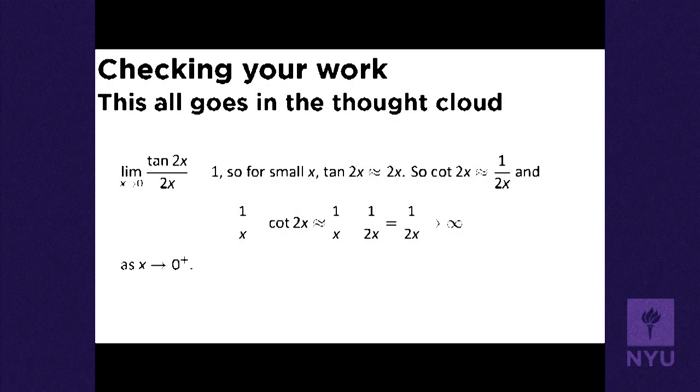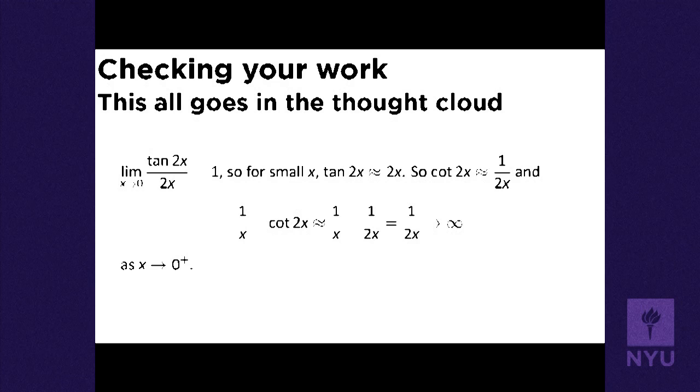And you draw a big thought cloud over this, because this is not something that we can write for homework, but it does help us understand or predict what these answers are going to be. So remember that sine of anything over that thing goes to 1 as that thing goes to 0. And the same thing is true for tangent. Tangent of 2x over 2x goes to 1 as x goes to 0. So if 2x is small, tangent 2x and 2x are about the same thing.